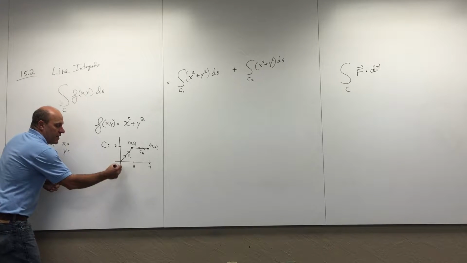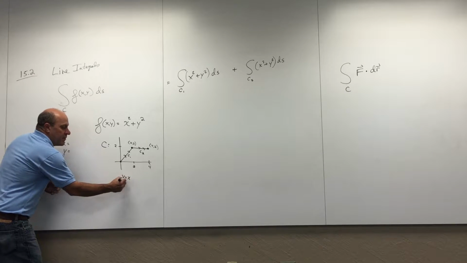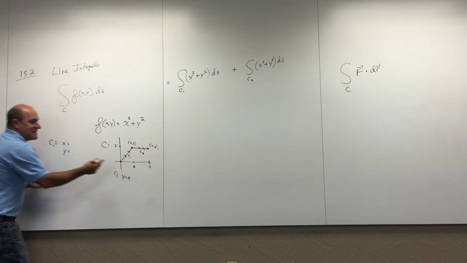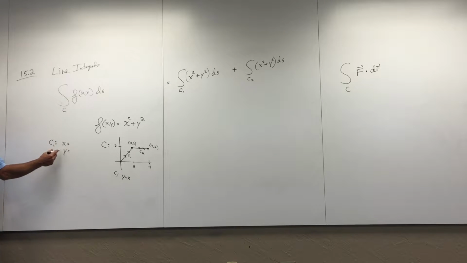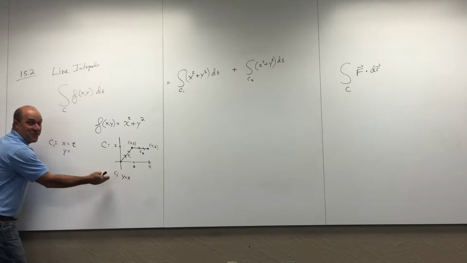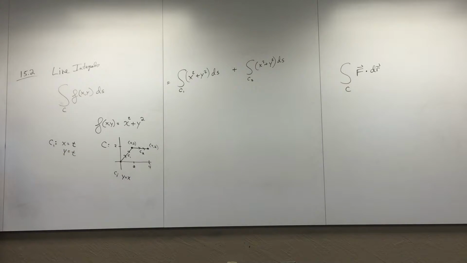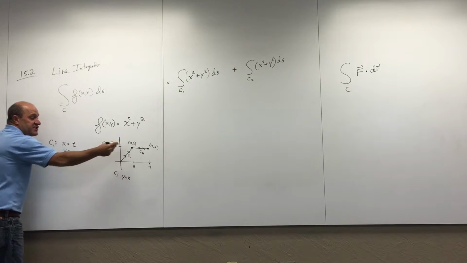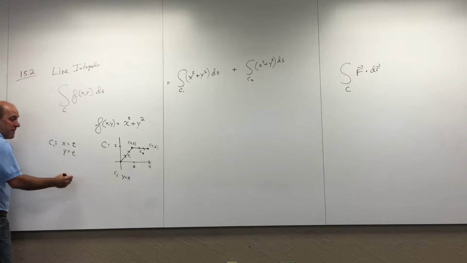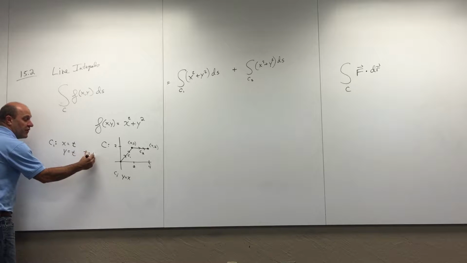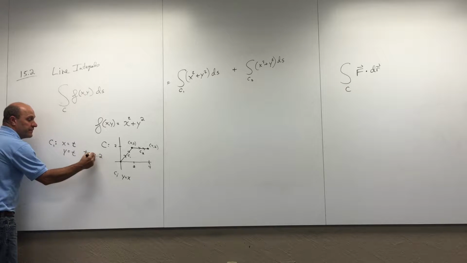You're right, y equals x. But how would you then parameterize that? Well, let x equal t, and then if x does equal t, then y is t. Okay, good job. We just parameterized it. And then how much t do I need to finish C1? I need t to go from 0 to 2. Thank you. 0 to 2.